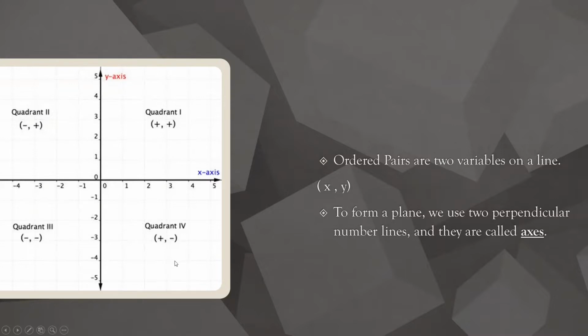Within these two lines, it gives us four quadrants. The first quadrant, those have positive values. The second quadrant is negative in the x, and then positive in the y. Our third quadrant, they are going to be both negative. And then our fourth quadrant is going to have a positive x and a negative y.